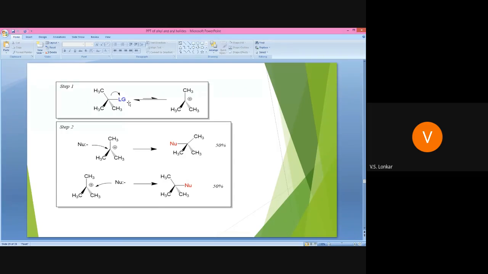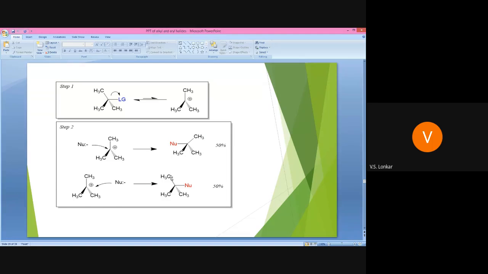It is related to the stereochemistry of the leaving group. We get 50% back side attack and 50% front side attack, so racemization takes place. Whenever we explain the stereochemistry of the SN1 reaction, it involves racemization, meaning we get 50% front product and 50% back product.